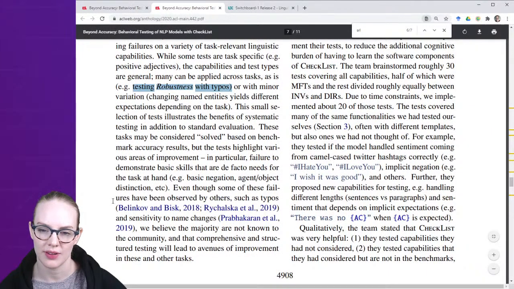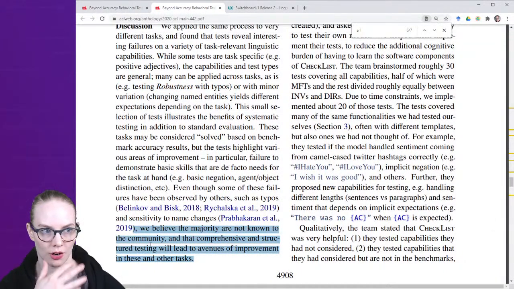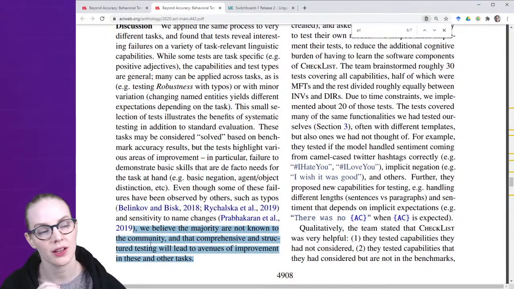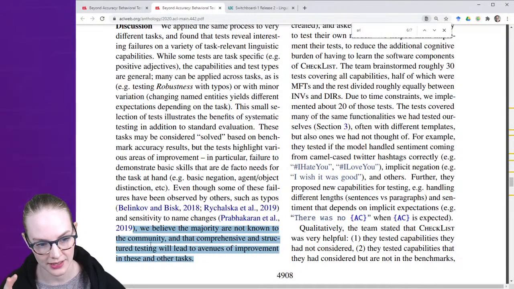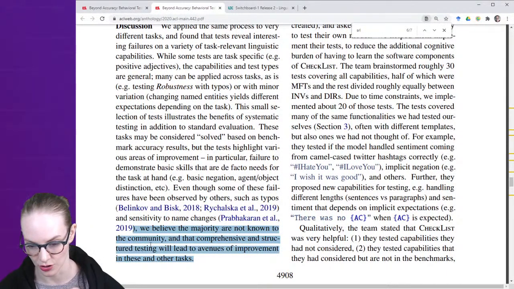Even though some of these failures have been observed by others, such as typos and sensitivity to name changes, we believe the majority are not known to the community, and that comprehensive and structured testing will lead to avenues of improvement in these and other tasks. So basically they're saying if you're just looking at a single metric across a large body of test data, you might miss some of these areas where models are failing. Using these systematic tasks and setting them up lets you have a clear understanding of where these models are working and where they're not.